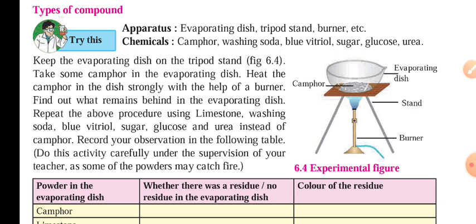Today we are going to see State Board Class 8 Science Chapter number 6 Part 2. In Part 1 we already discussed the composition of matter, what exactly the compositions are. Then afterward we talked about the three different types of matter possible: one is an element, one is a compound, and the third one is mixtures.